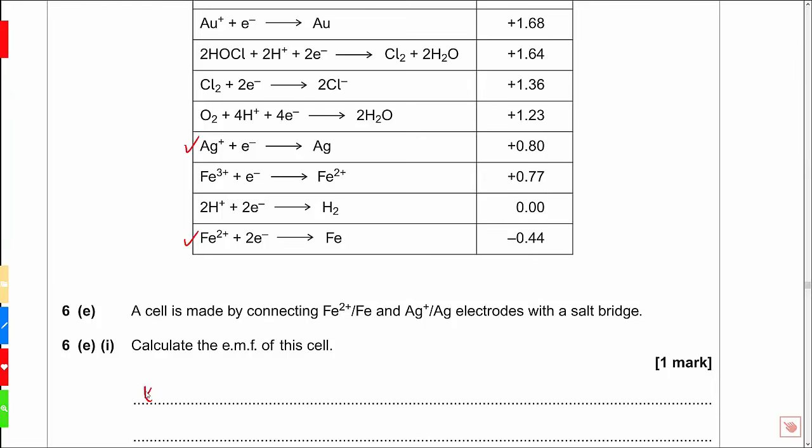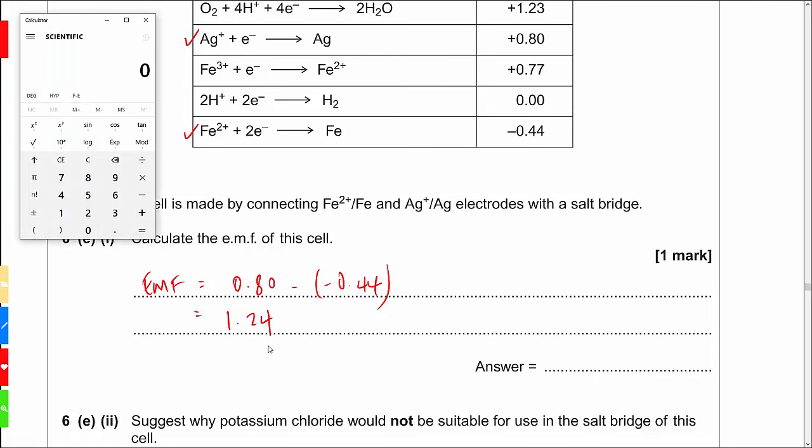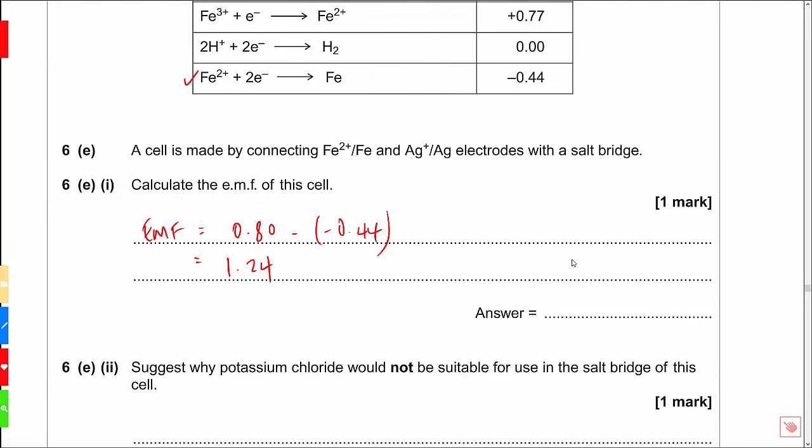Now EMF, as always, is going to be where the reduction takes place, the more positive value, minus the negative value. So it's going to be 0.8 minus minus 0.44, which is going to be 1.24. I'm going to use a calculator to check. 0.8 and 0.44. Yeah, 1.24. So 1.24. Get your units in there as well.